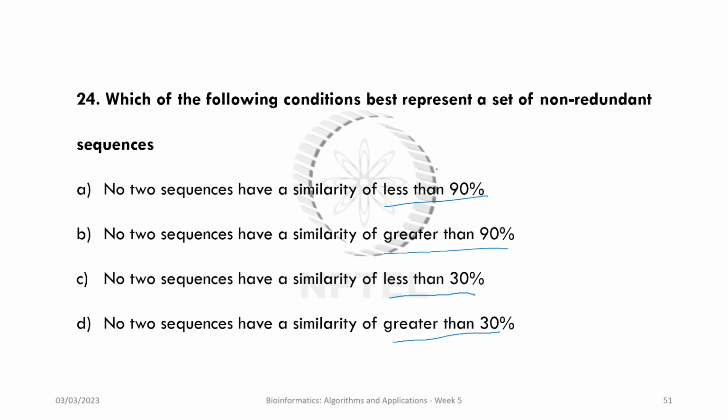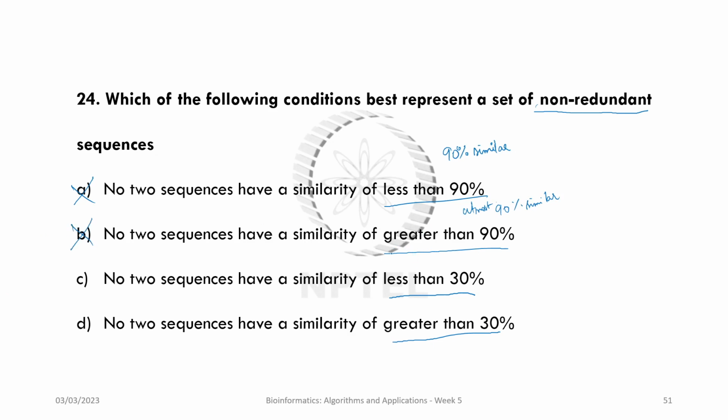So when no two sequences have a similarity of less than 90, which means they are at least 90% similar, right? And we are talking about non-redundant. So there goes option A. Option B, no two sequences have a similarity of greater than 90%. So at most it is 90% similar. Again, not a great non-redundant data set, so useless.